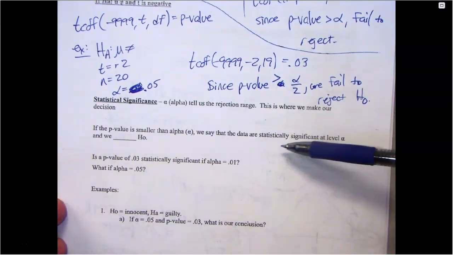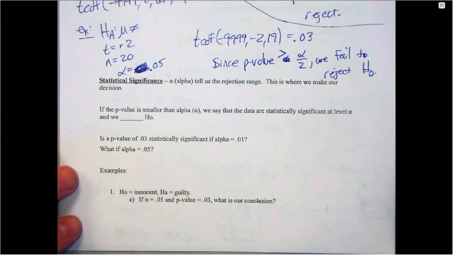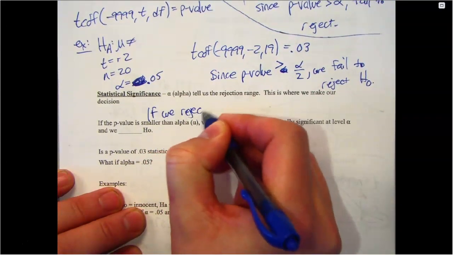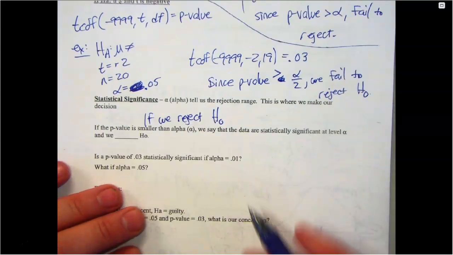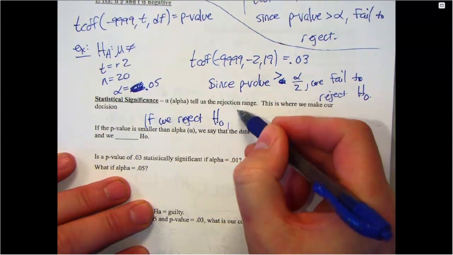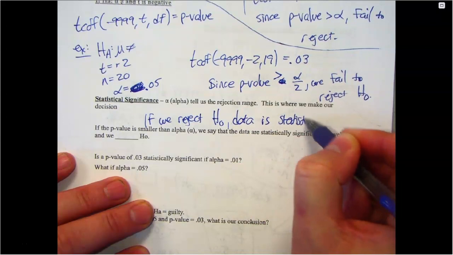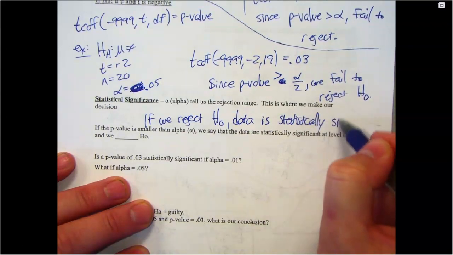This is a fairly simple one, and then I'm going to get you guys working on some of your own stuff. So, statistical significance. If we reject H naught, then the data is statistically significant.